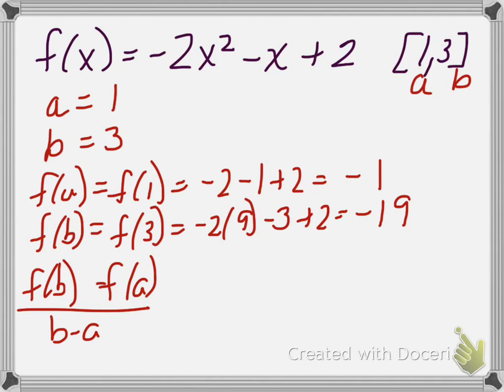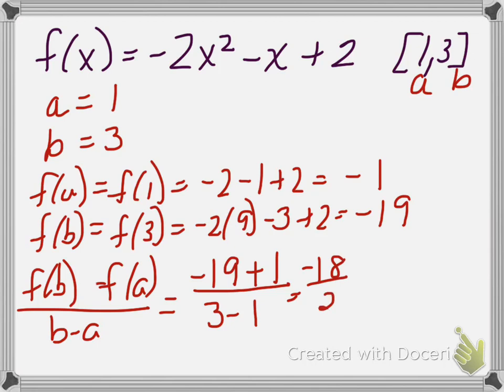It's really y2 minus y1 over x2 minus x1. So f of b is negative 19 minus a negative 1, so plus 1, over b minus a. So this gives you negative 18 over 2, which equals negative 9. Okay, but that's not the answer, and actually that was not even a choice. You have to set negative 9 equal to the derivative of f of x.